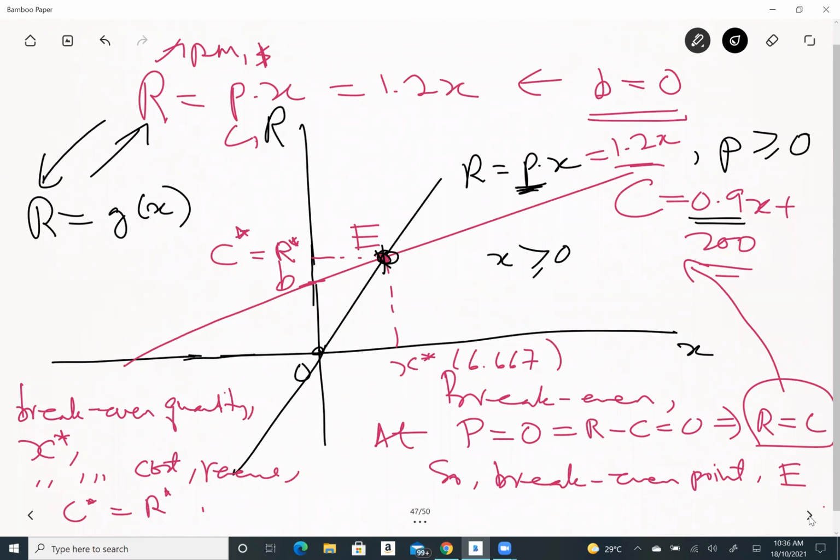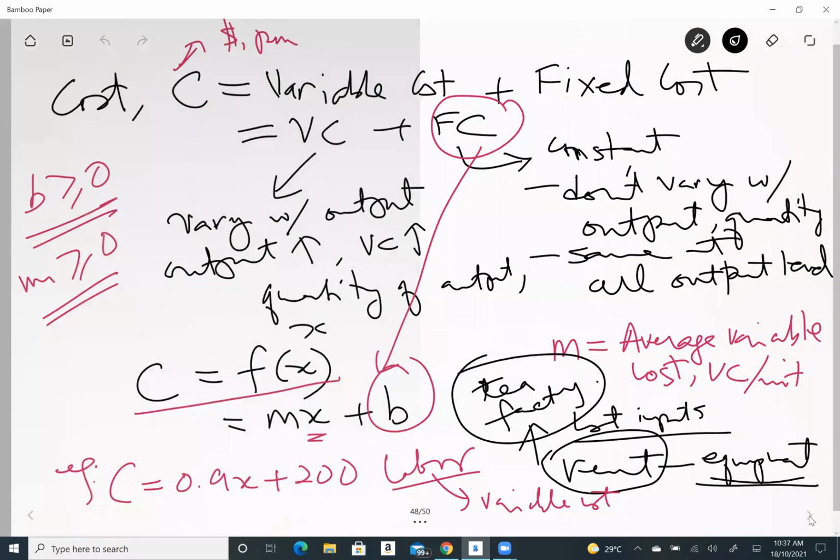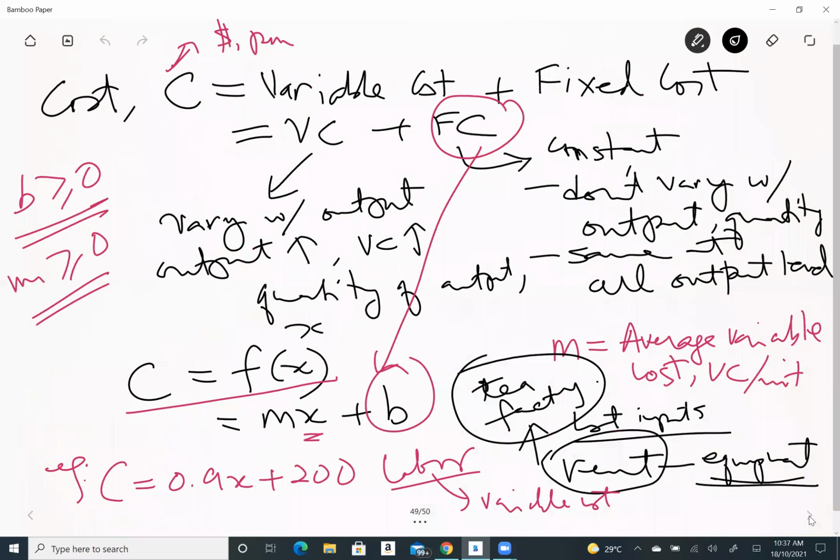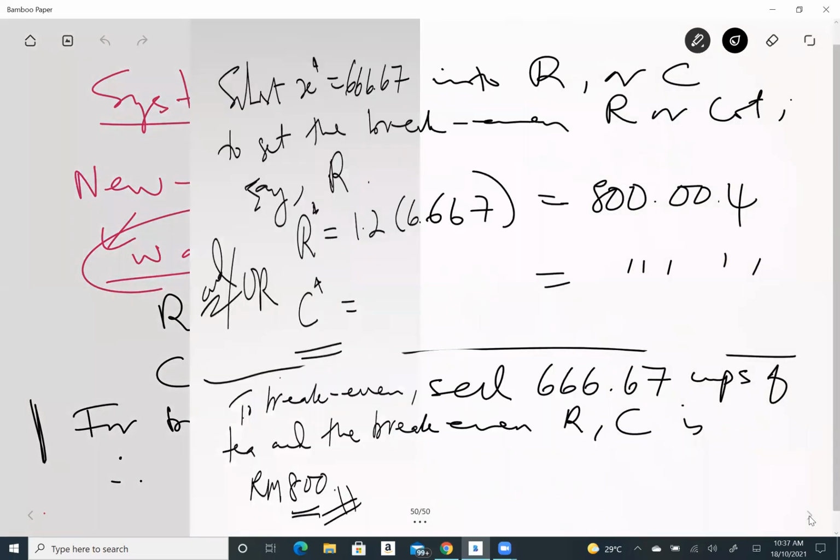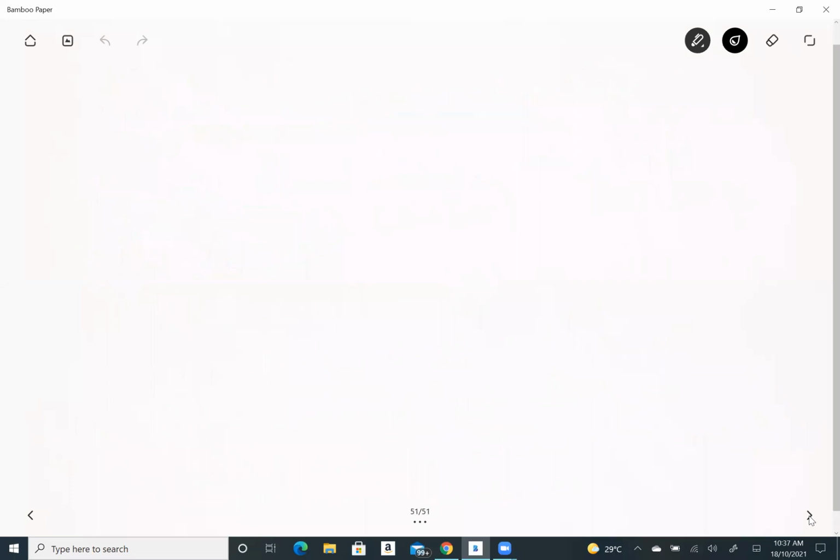Okay. All right. Okay, now, try to draw. Okay, I want you to just try sketch. You draw a diagram or sketch a diagram where here you got MX plus B. All right. And then you got the R equal to PX. This one is your average variable cost. Okay, now I want you to sketch. If I draw a sketch, you just get the graph. You just sketch the line.